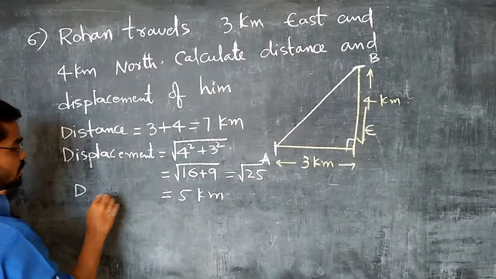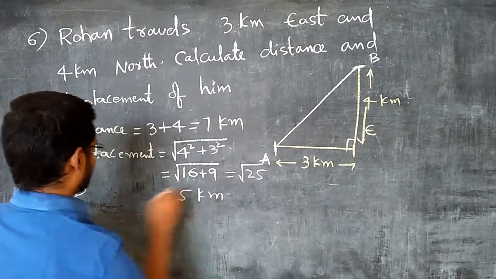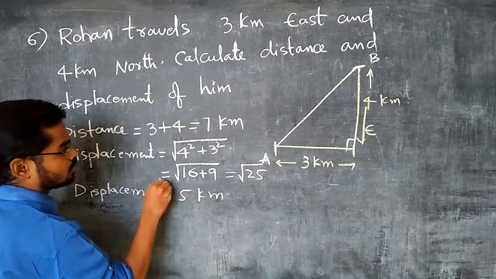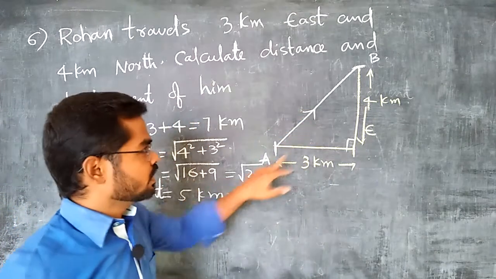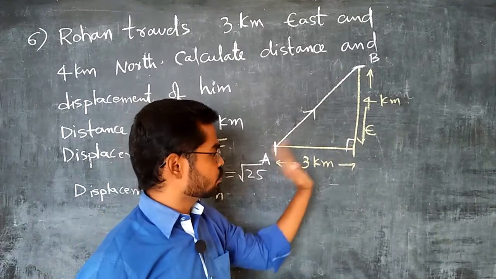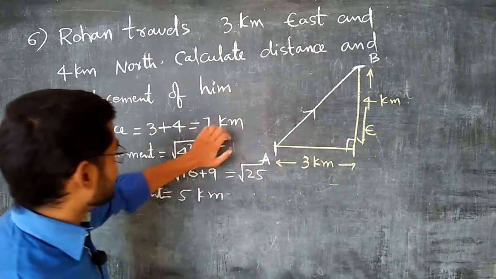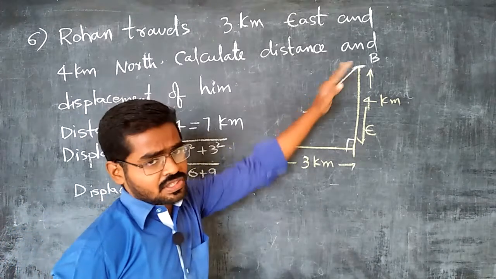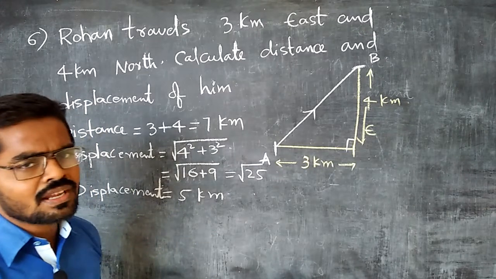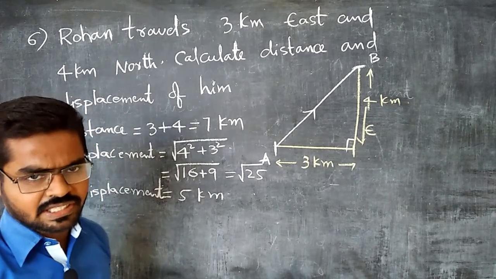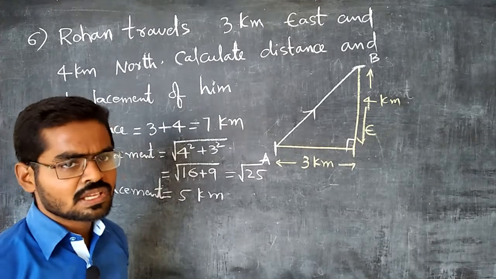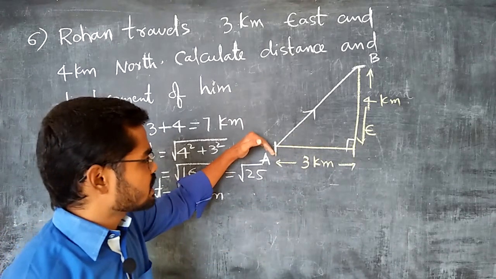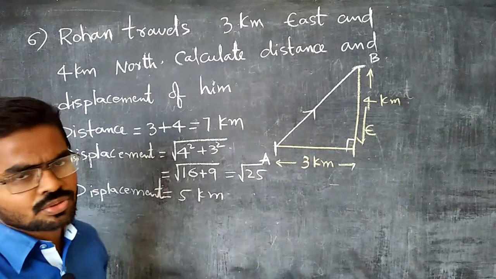That means if Rohan uses this AB path, he has to travel only a path length of 5 kilometers. See here, when Rohan has to reach point B, if he travels towards east and towards north, he has to travel a total path length of 7 kilometers. But when he chooses this displacement, the shortest path, he has to travel only 5 kilometers. So distance is always greater than displacement, and sometimes it may be equal. How to get the displacement? You just join the starting point and the final point. That gives you the displacement.